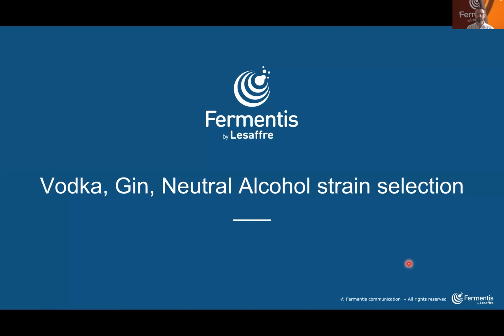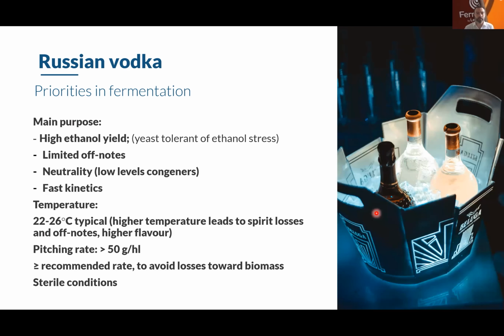Let's have a look at the vodka and gin, so all the neutral alcohol base. First, the example of vodka. The main purpose of vodka is ethanol yield. The goal is to have as limited off-notes as possible, the highest neutrality, so low levels of congeners, and fast kinetics to optimize the cost.